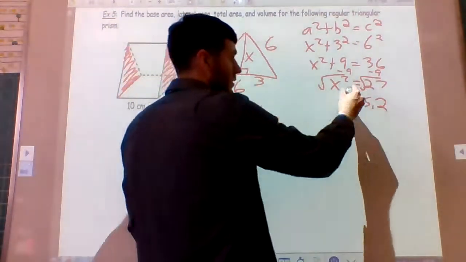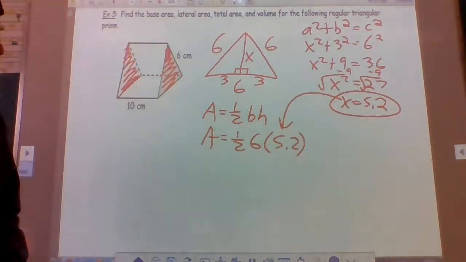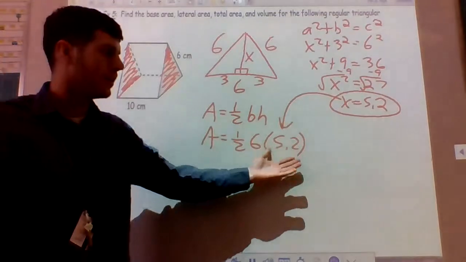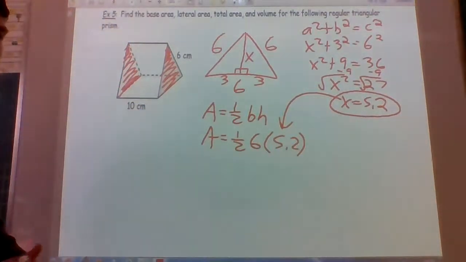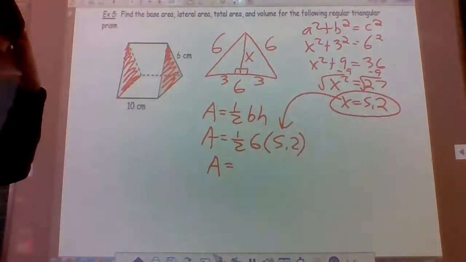Since we have the height of the triangle, we can now find the area. Our whole goal was to find the area of the triangle. The area was 1/2 base times height. We knew the base was 6, but we needed to find the height. That's why we did this, to find the height so we can find the area. So area is going to be 1/2 times 6 times 5.2.